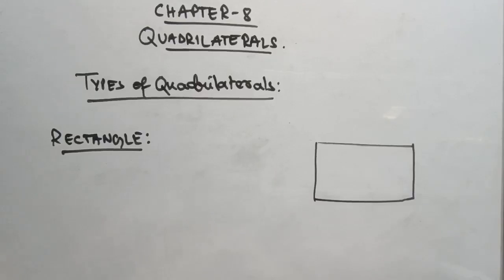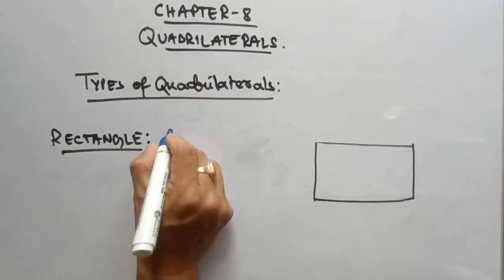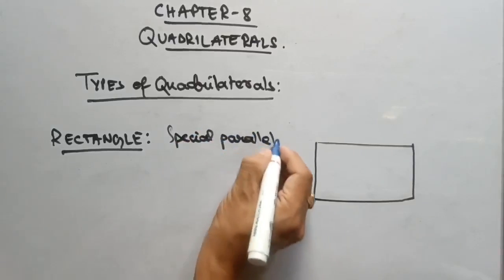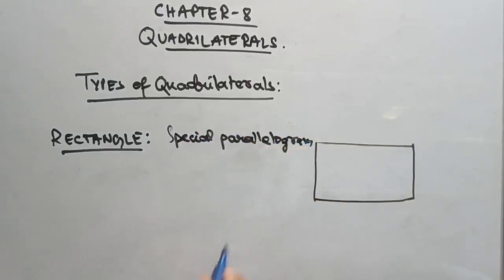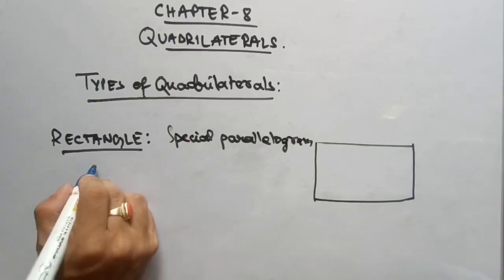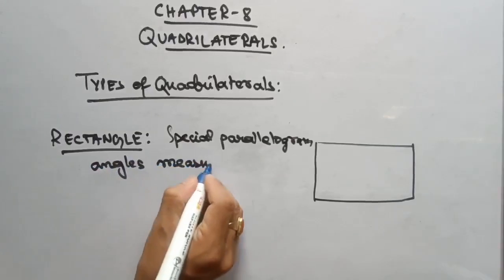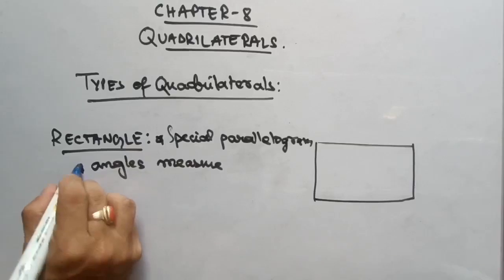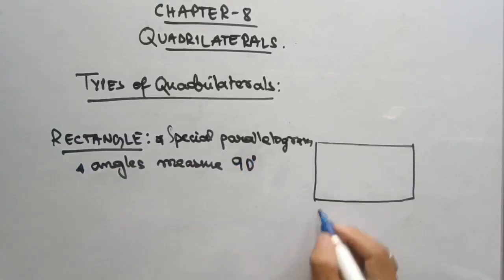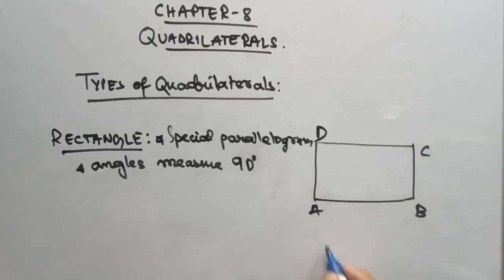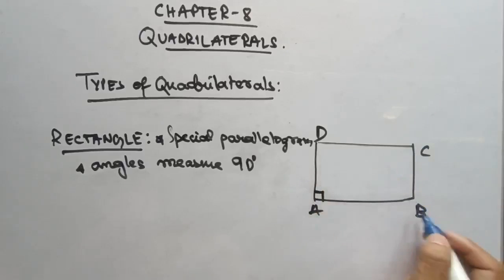Next, the type of quadrilateral is rectangle. A rectangle is a special parallelogram in which each angle measures 90 degree. So ABCD is a rectangle in which each angle measures 90 degree.